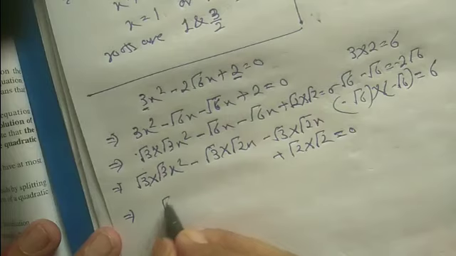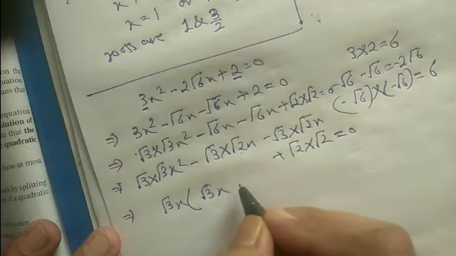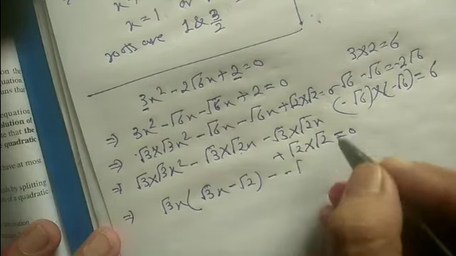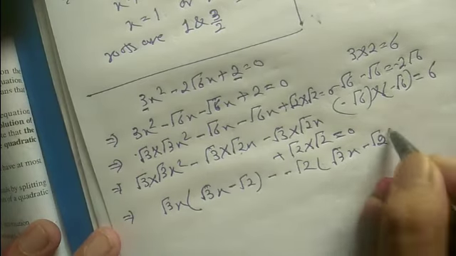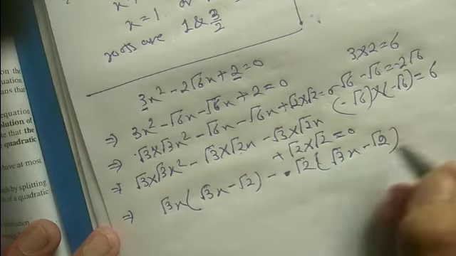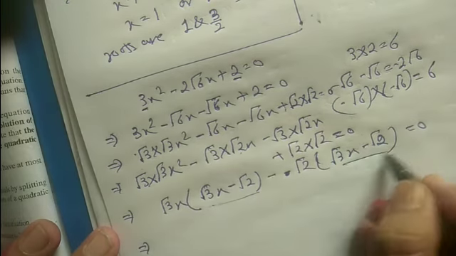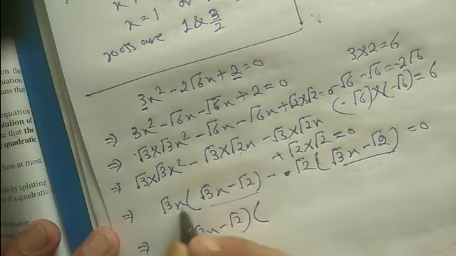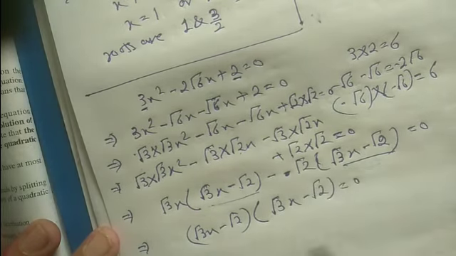Now the common factor is root 3x. The remaining term is root 3x here, and here the remaining term is minus root 2. Then we take minus root 2 as common, so the remaining term is root 3x minus root 2. We have already written the sign of minus, so we write it only once, equal to 0. Now we can see this term is common in both, so we take root 3x minus root 2 multiplied by the remaining terms, root 3x minus root 2, is equal to 0.